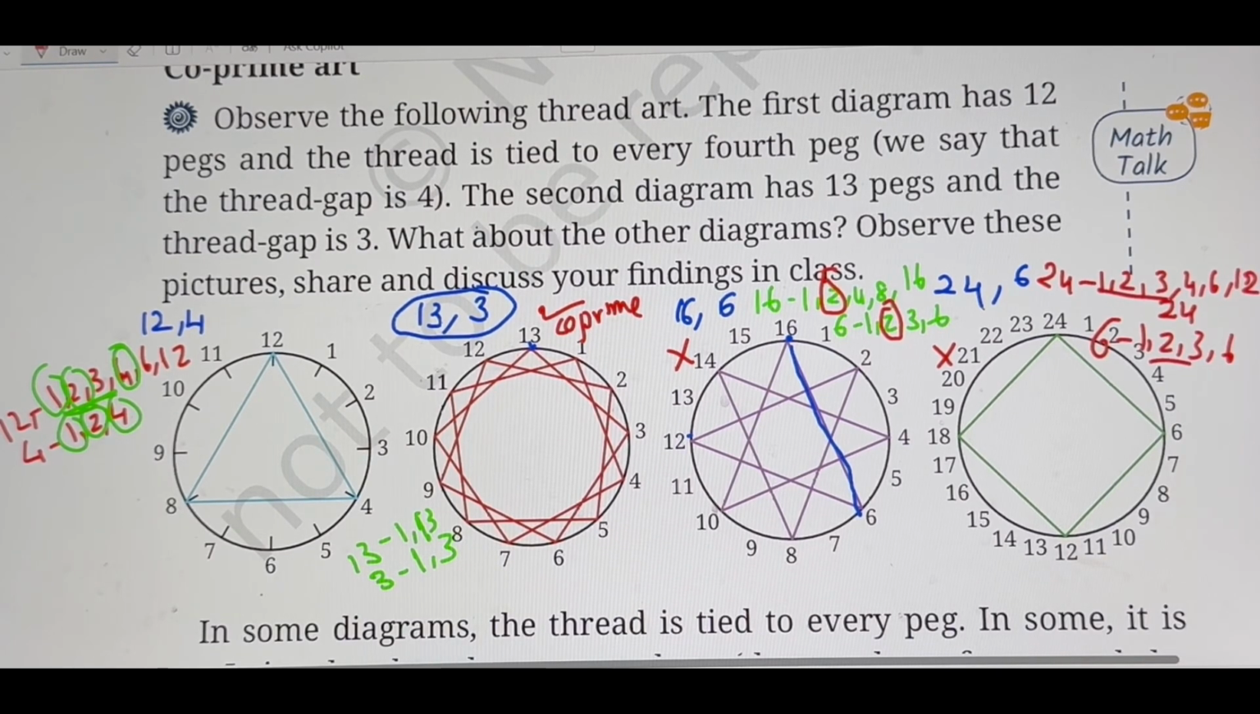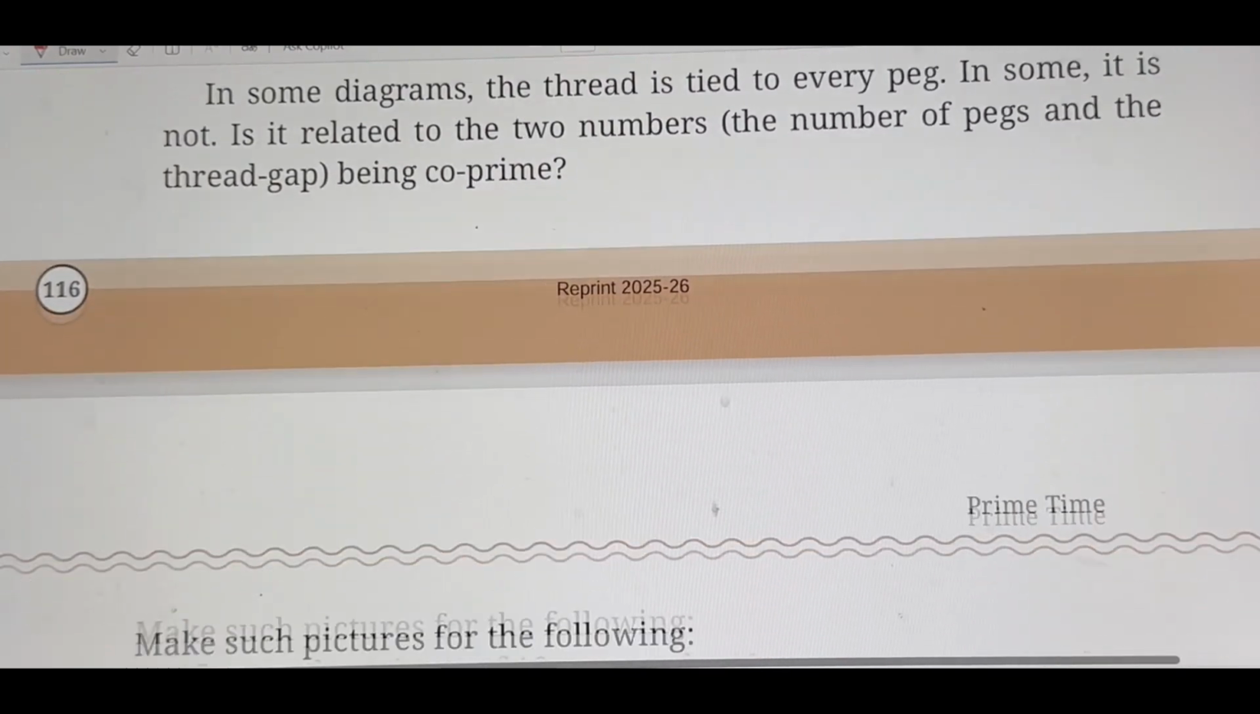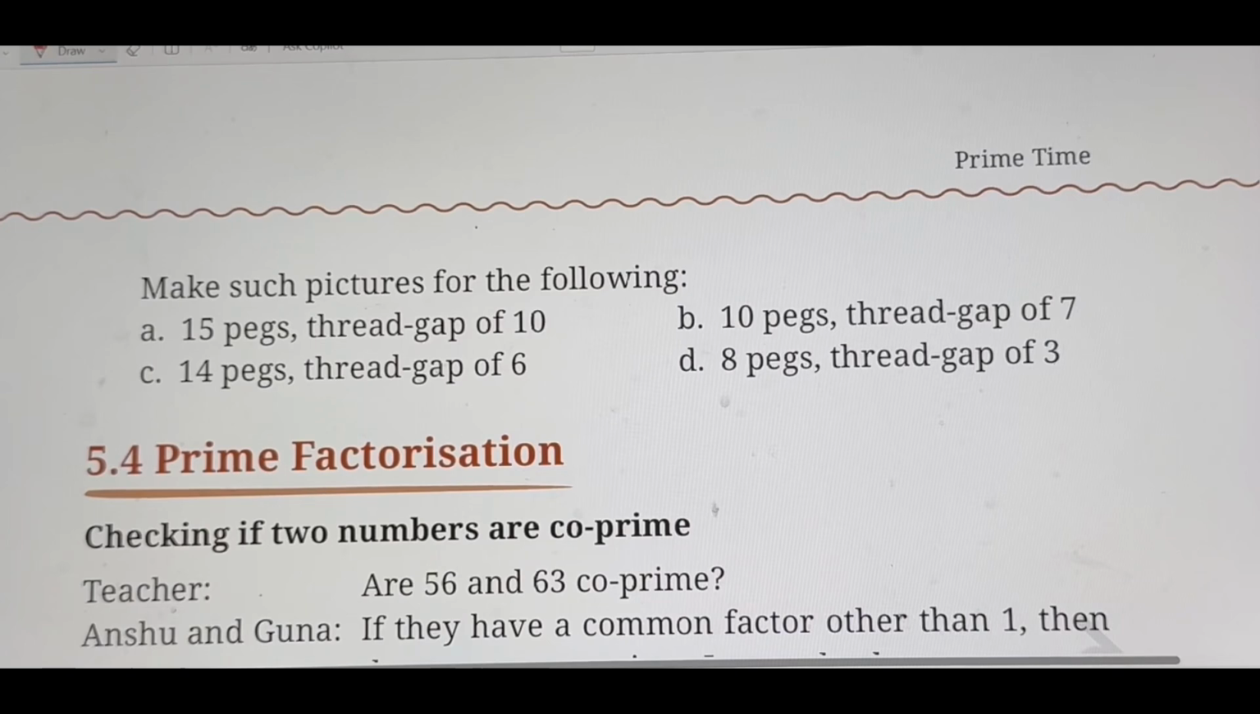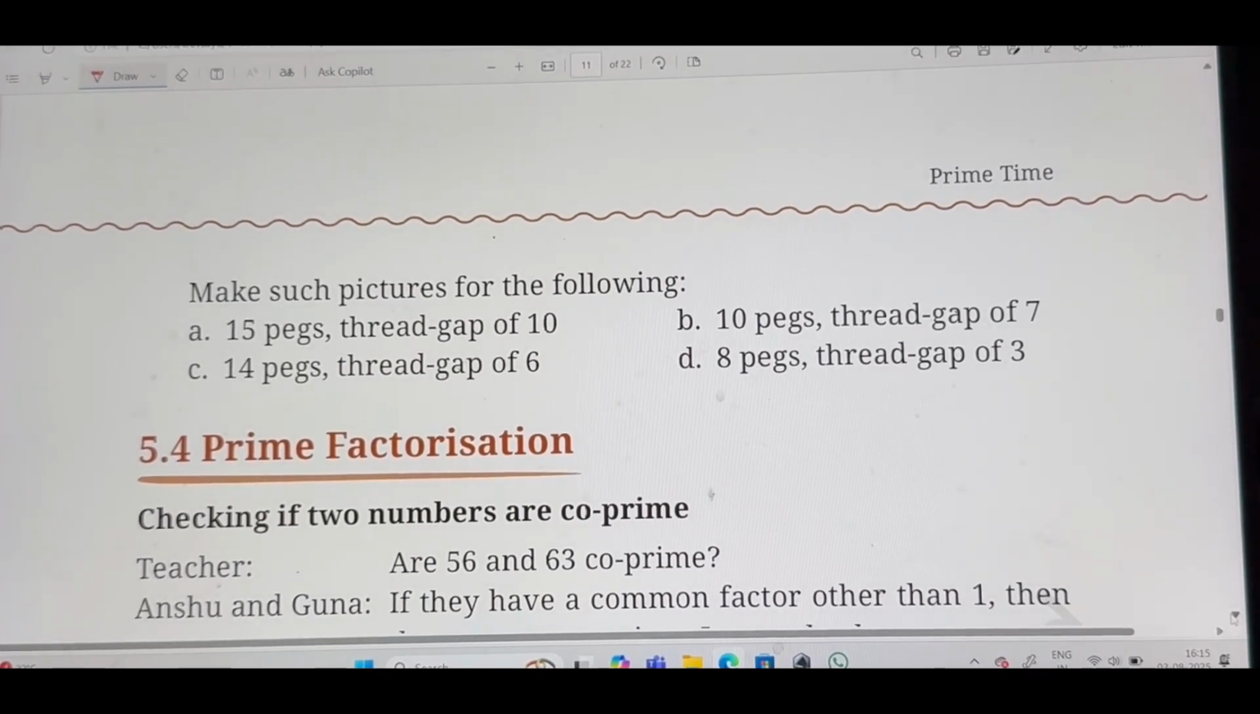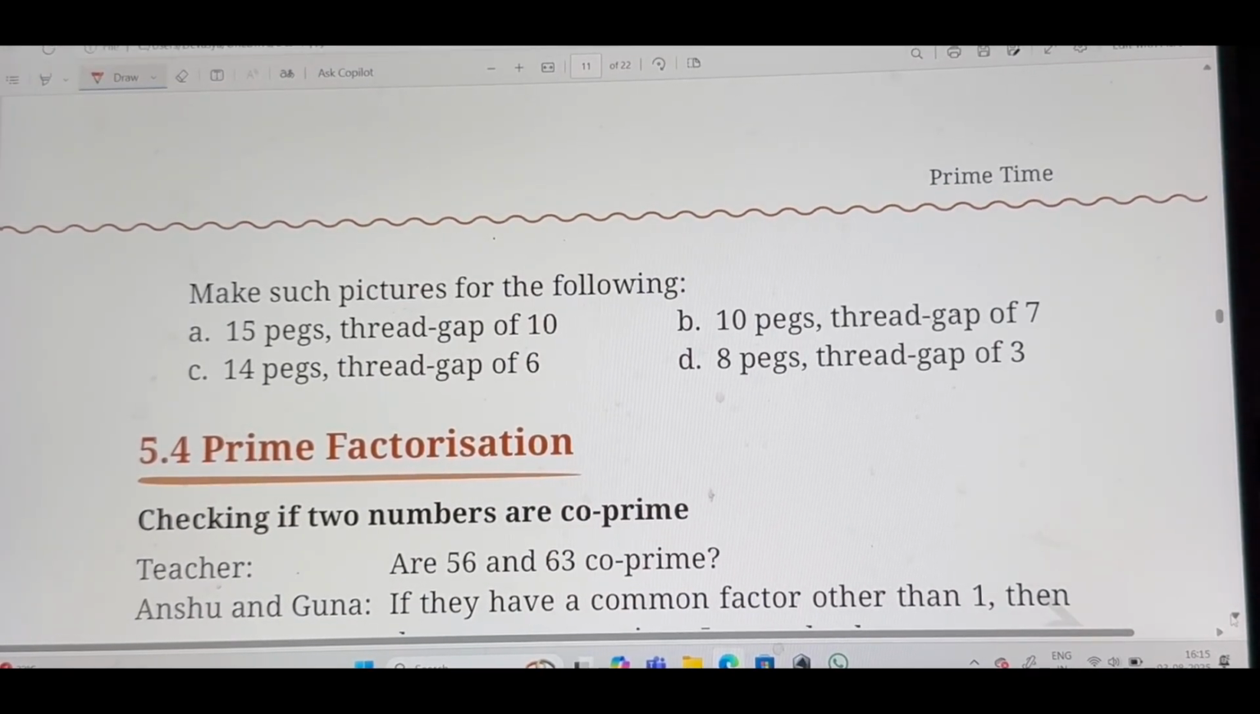So you can make such a co-prime art and explore with different numbers, taking different threads and pegs, the number of pegs and the thread gap. So now let us see some questions they have asked, some numbers they have asked. Let us try to solve and find out which ones are co-prime numbers.